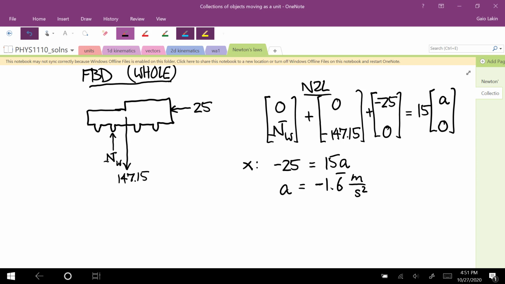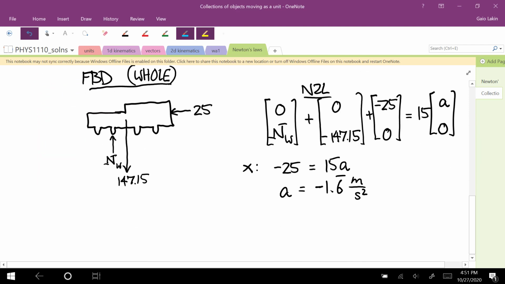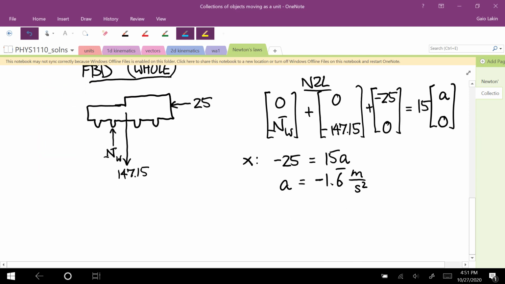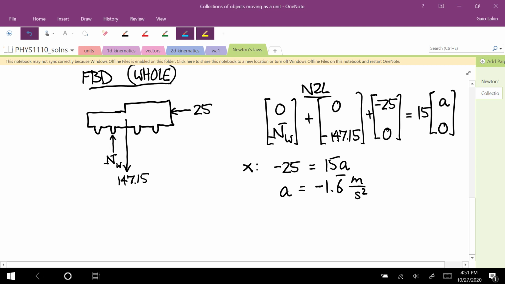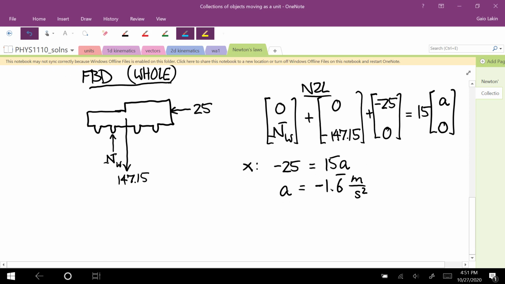Okay, so now we have the acceleration, but that's not what the problem asks for. It asks for a force that's applied to one of these bodies by the other one. So what I'm going to do now is isolate one, and it really doesn't matter which one because the magnitudes are the same. I guess I'll isolate the 5 kilogram cart, knowing now that its acceleration is the same as the whole system. And I'm going to use that to calculate that pushing force from the 10 kilogram cart.